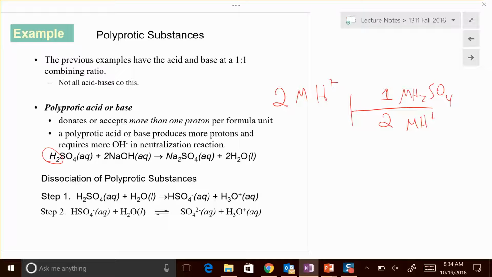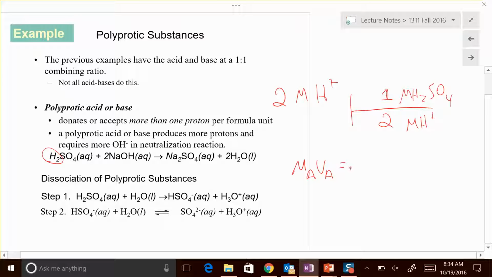Any questions about that? For some reason you guys look kind of confused about it. So look at this balanced chemical equation here. How many hydrogens are on this H2SO4? 2. So when I do a titration, I will neutralize both of them, right? Because look, I'm just going to be left with sulfate and then the water. Both of the hydrogens were neutralized, right? But I get 2 hydrogens for every 1 H2SO4.